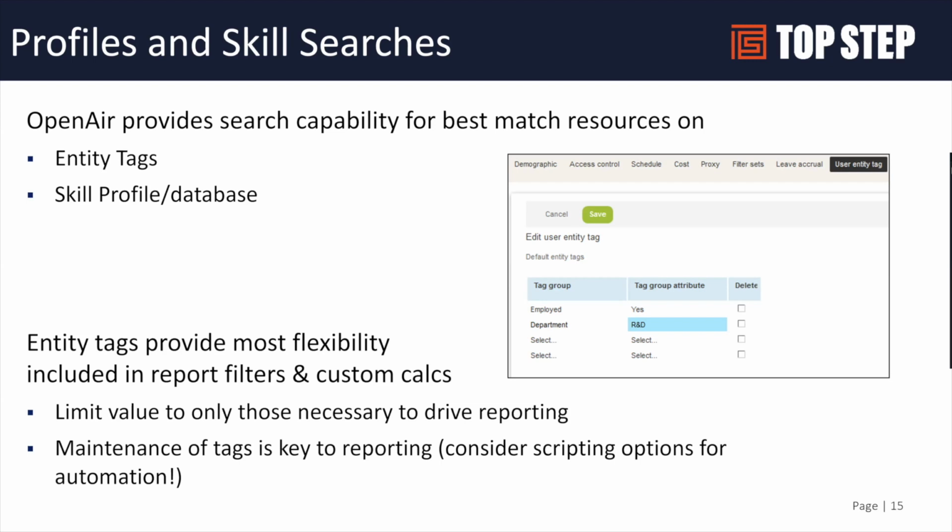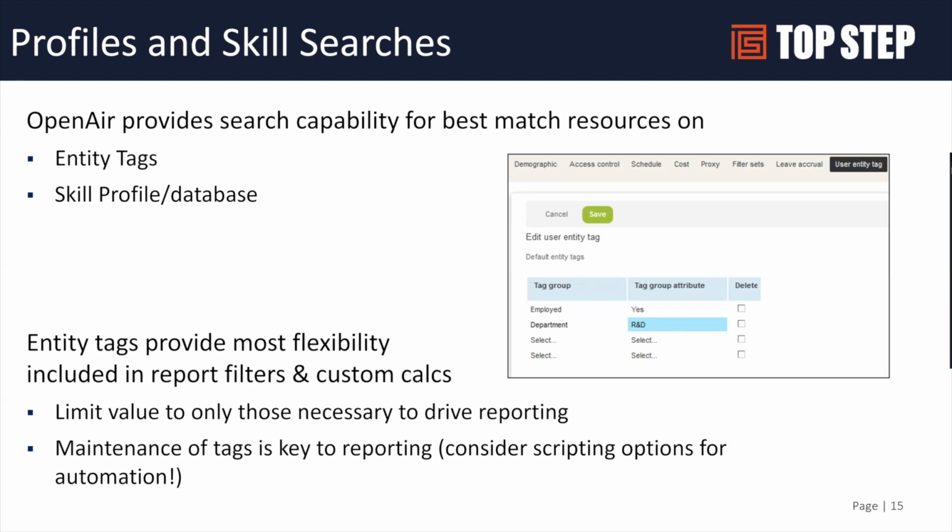Entity tags, as I mentioned earlier, are another really good way to say, for example, was this person my employee, or what department are they in. Think of entity tags as a custom field with a start and end date. You can use them in your custom calculation filters or within report filters to help really hone in on the data you're looking for.